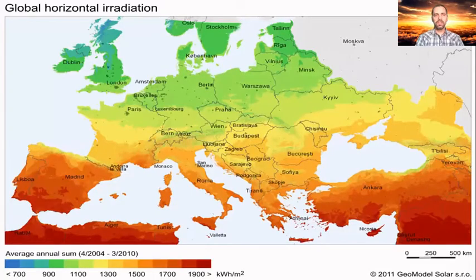On this slide, you can see the average annual sunshine. You can see that because of its geographical position, Dublin, here in green, is much less sunny than, for example, Rome.